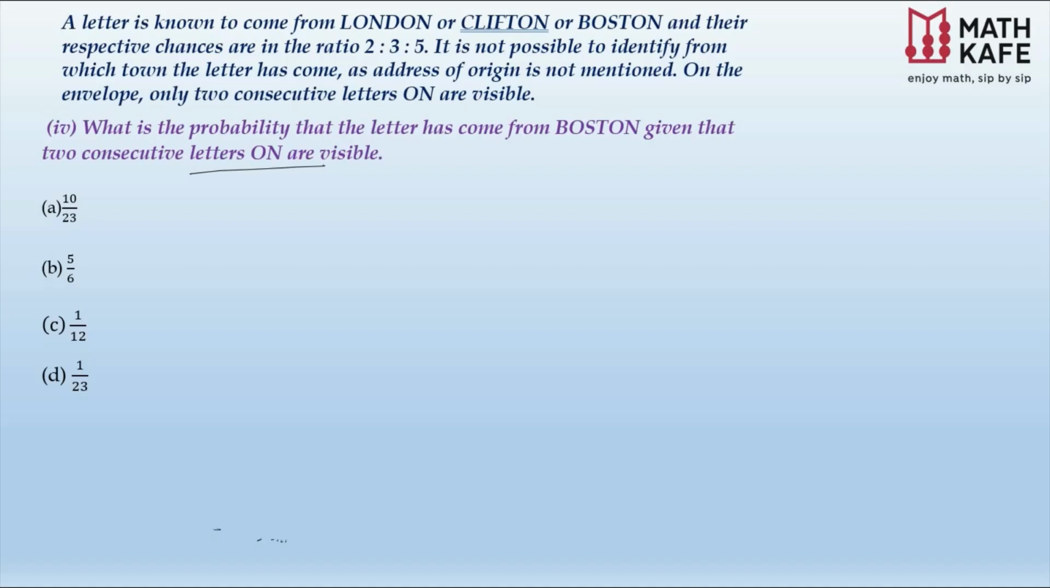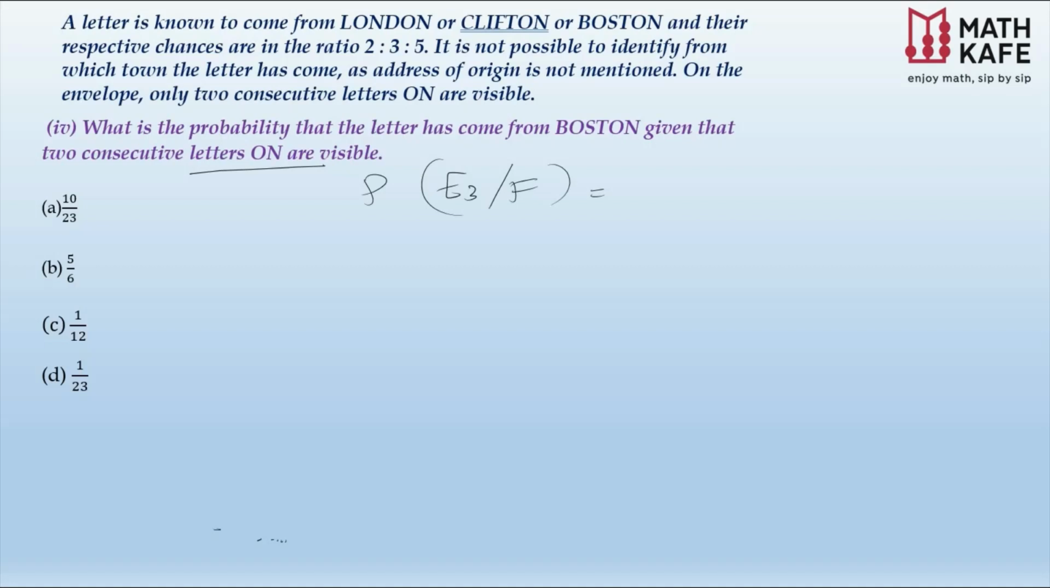That means we have already taken Boston as E3 and F we have taken as the event ON visible, so it is probability of E3 given F, and we know this very well. This is going to be the Bayes theorem idea. Why is it Bayes theorem? Because we already know that the two consecutive letters ON are visible, and once it is known, what is the probability that it is Boston? Favorable chances: the letter could be from Boston and ON are visible, or from London and ON visible, or from Clifton and ON visible. Clearly, it is the Bayes theorem idea, as it is very specific.